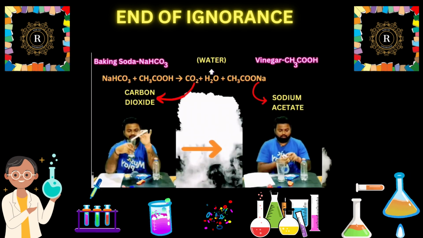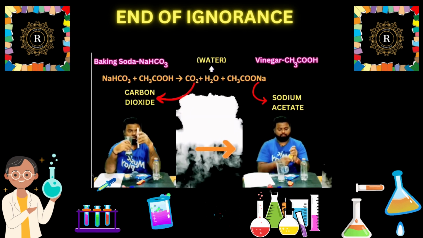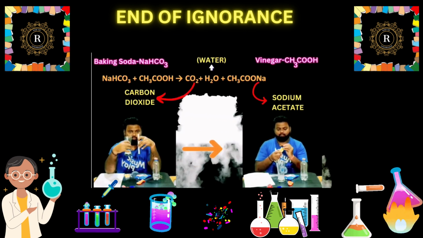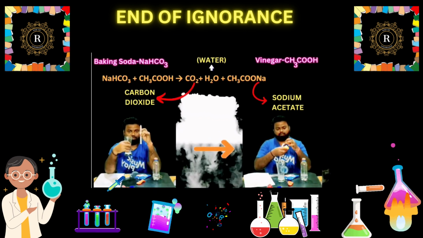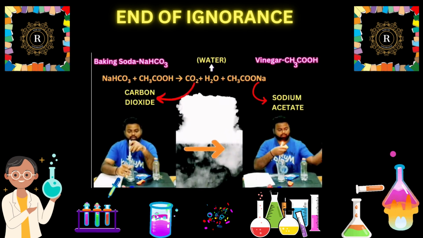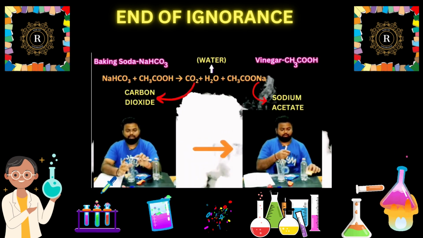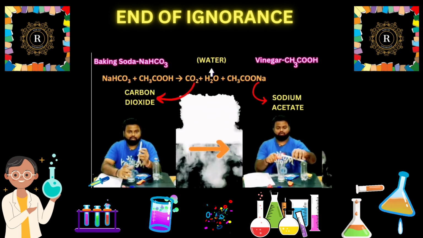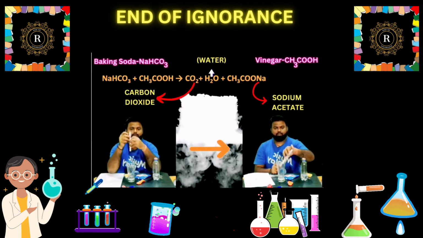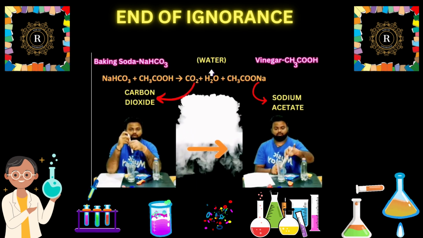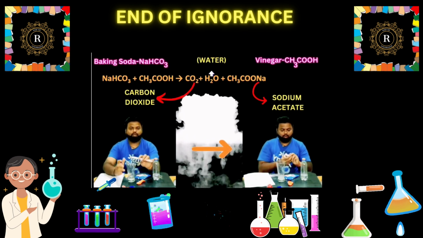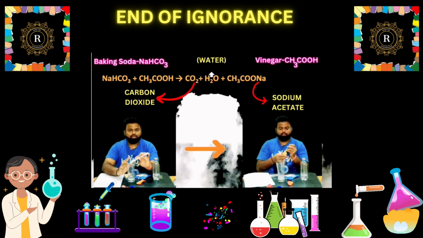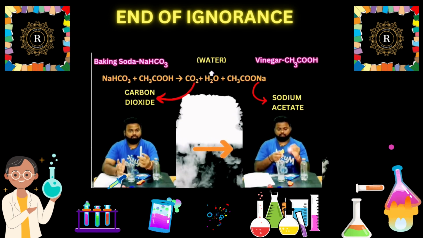Friends, when I put the candle inside this glass, the flame went out. The reason behind this is that the CO2 present inside this glass displaces the oxygen, and we all know that a candle requires a constant supply of oxygen to keep burning. So when CO2 displaces the oxygen, the flame eventually goes out.